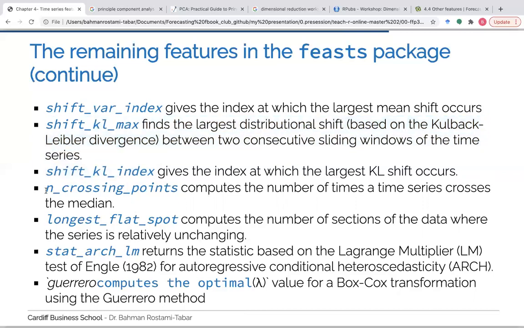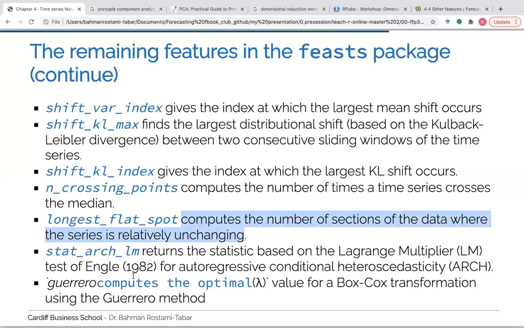We have another feature called n crossing points that computes the number of times the time series crossed the median. We can also have the longest underscore flat underscore spot feature that computes the number of sections of the data where the time series is relatively unchanging. Again, this is something that corresponds to stability of the time series. So if it's low, it means the time series doesn't change a lot.